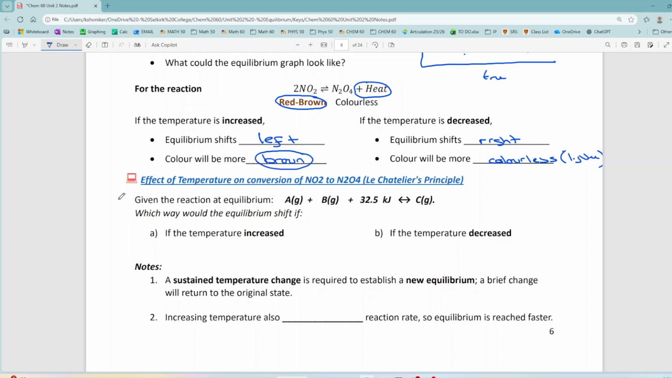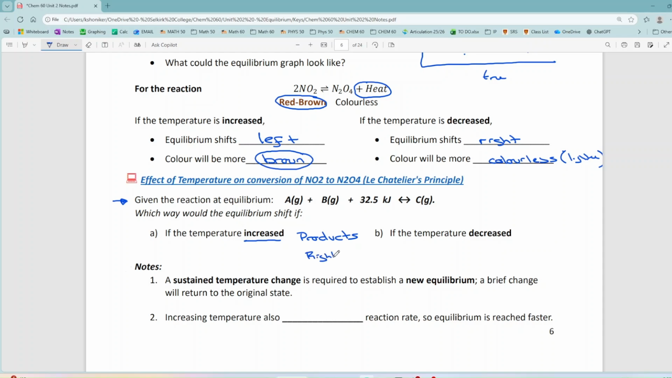The next thing I want you to do is I want you to just try a couple on your own. So I want you to pause the video and think about which way the equilibrium would shift if the temperature was increased and decreased for this reaction. So hopefully if the temperature was increased, you went away from the heat term, right? You consumed it. So the equilibrium would shift towards the products. Or you could say that it's going to shift to the right.